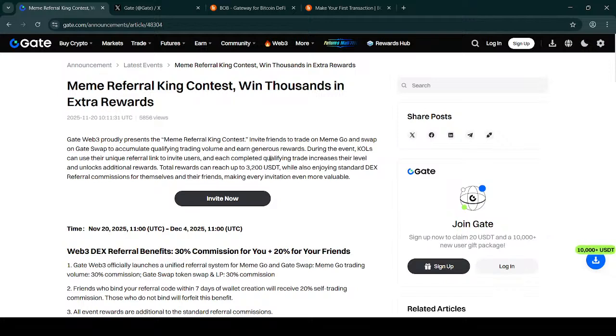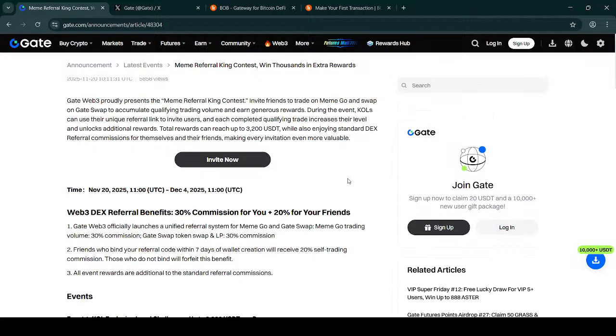One of the generous rewards during the event: each user can get a unique referral link and invite users. Each one who completes the qualification trade increases your level and unlocks additional rewards. Each reaches up to 3,200 USDT, and you will also enjoy standard DEX referral commission, making referrals even more valuable.